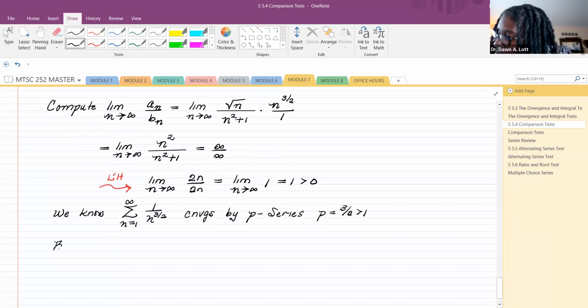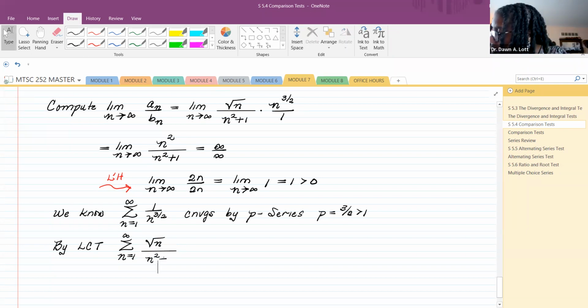So by the limit comparison test, the summation n equals 1 to infinity of the square root of n over n squared plus 1 converges. Okay, any questions?